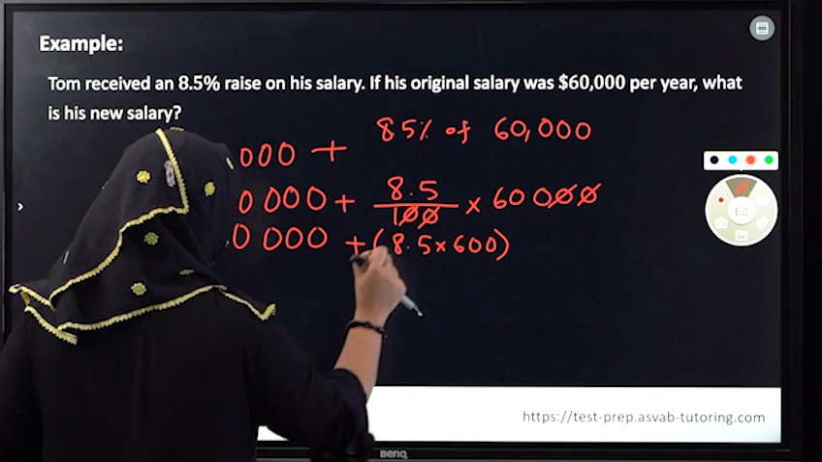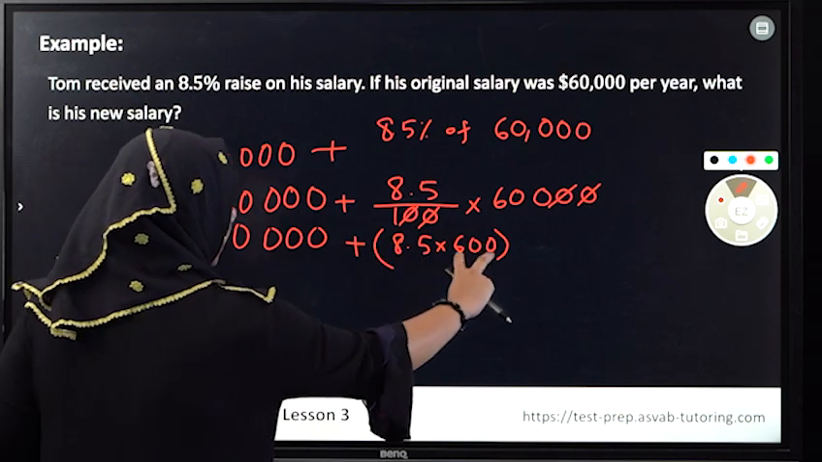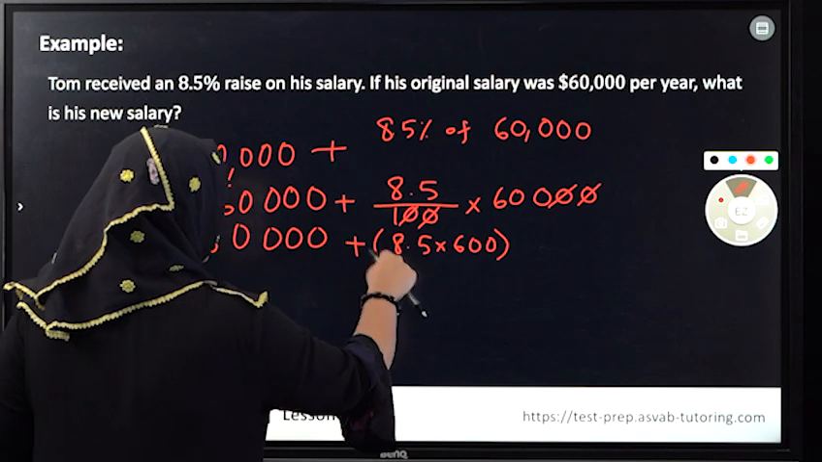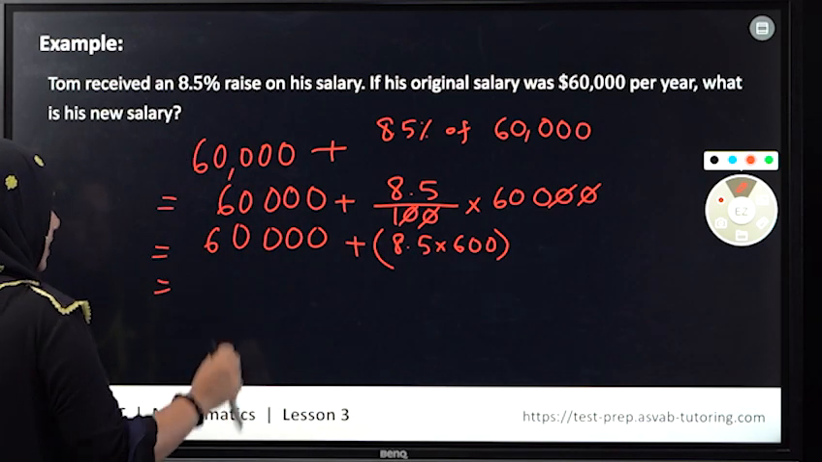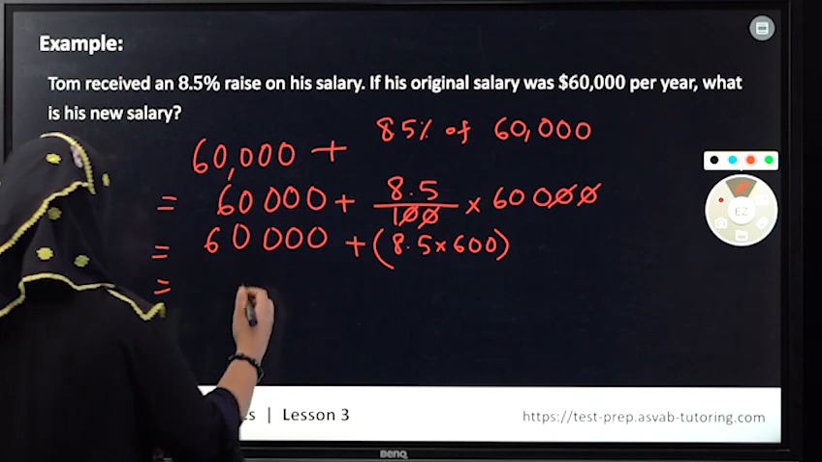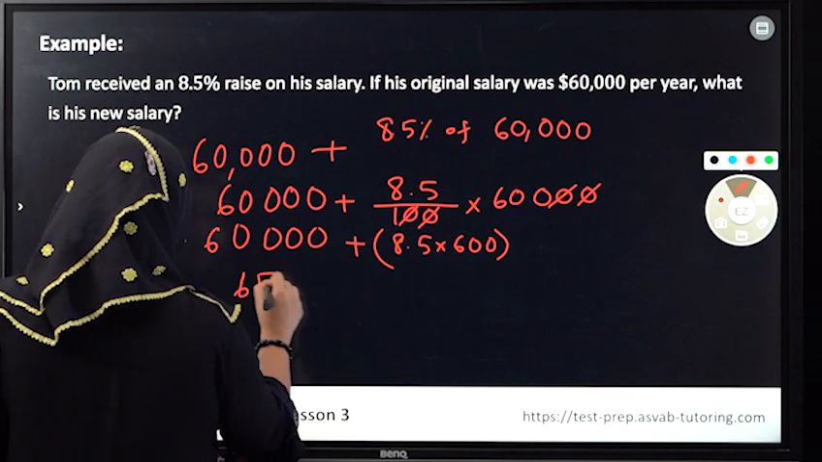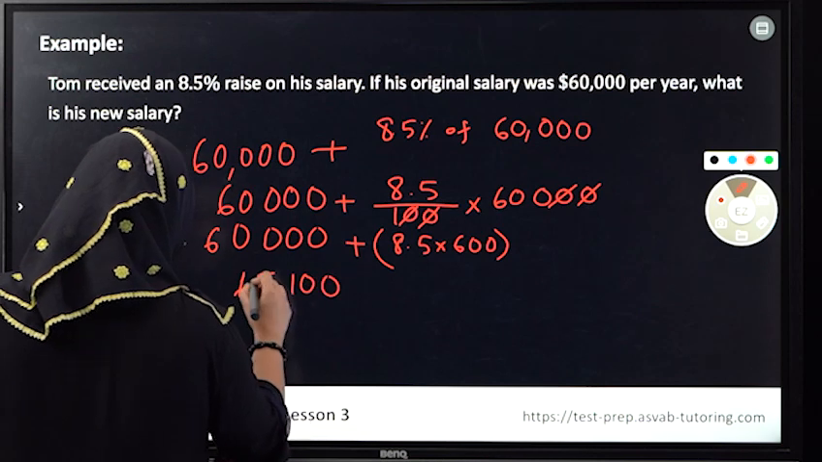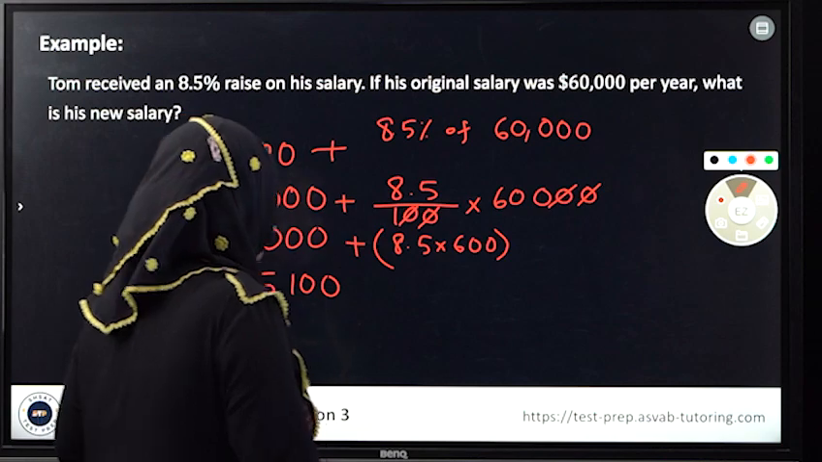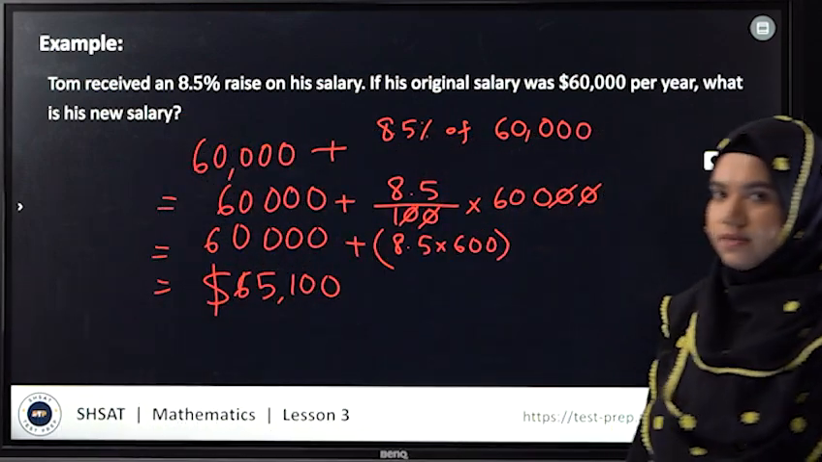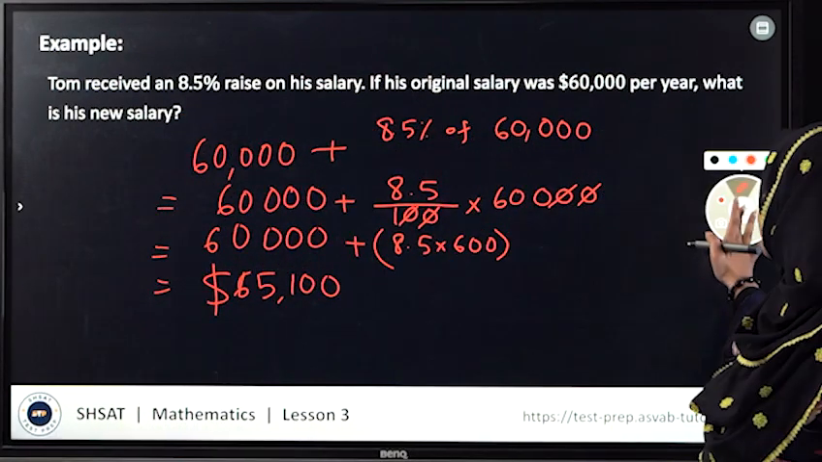Whatever you do get, if you do 85 times 600, then according to the decimal, from the right, you go to the left, one unit, and then you put the decimal there. So your final answer is going to be, I'm just writing it there. I hope you do try these on your own and then check for yourself, yeah? So the final answer is 65,100. That is his new salary.